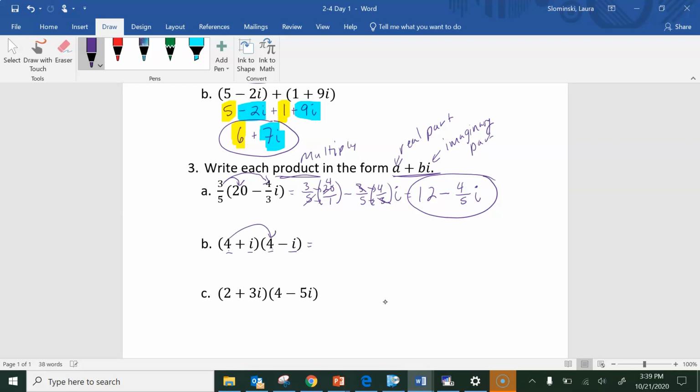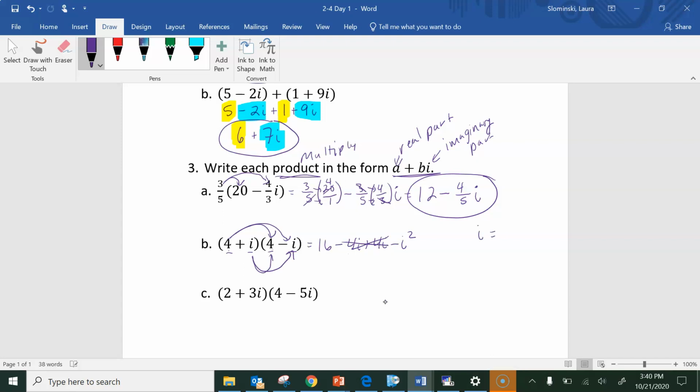4 times 4 is 16. 4 times negative i is minus 4i. Then I go to my insides. i times 4 is plus 4i, and then i times negative i is negative i squared. As we did this, we see that the minus 4i plus 4i, those are going to cancel out. But now we've got this weird i squared.